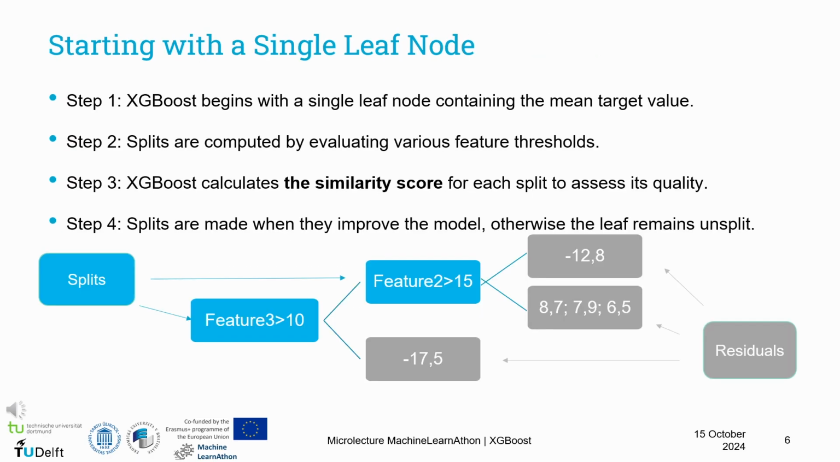Let's now take a closer look at how an XGBoost tree is built. The process starts with a single leaf node which holds the mean value of the target variable. The model then looks at different features and evaluates potential splits by calculating their similarity scores. These splits are computed based on thresholds that maximize homogeneity within the data at each node. If the split improves the model's accuracy, it is accepted. Otherwise, the leaf remains unsplit.